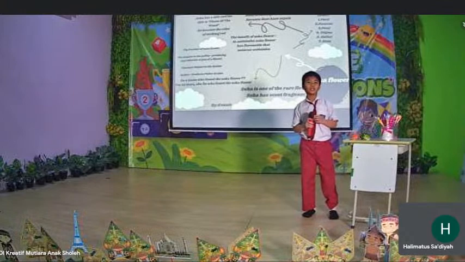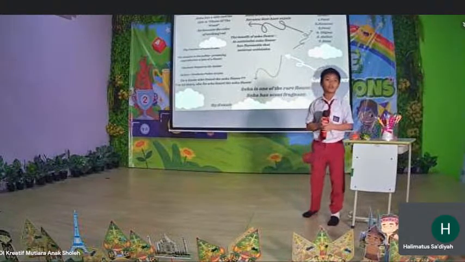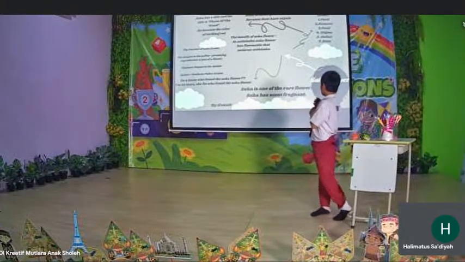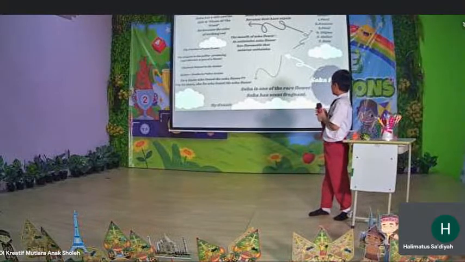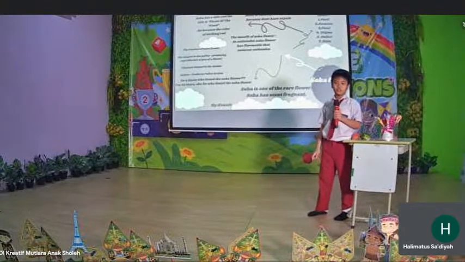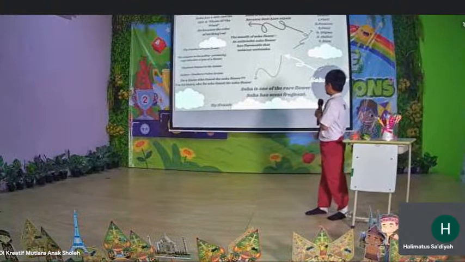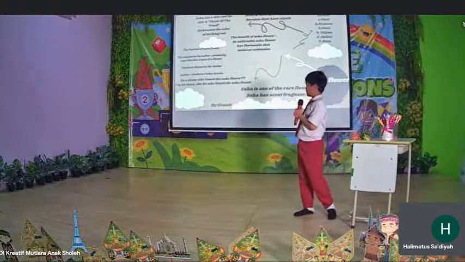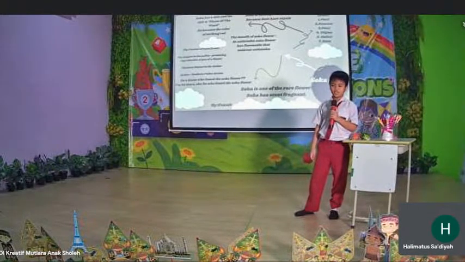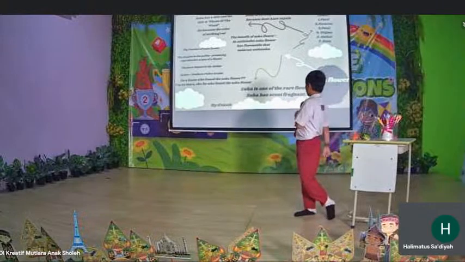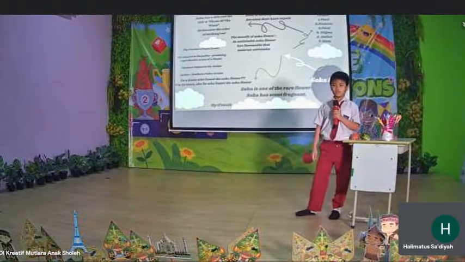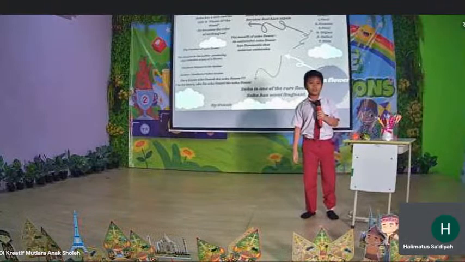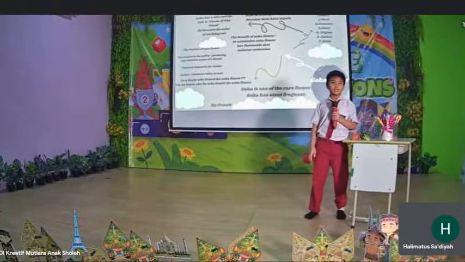The benefit of Soka flower is as antioxidants. Soka flower has flavonoids that are natural antioxidants.